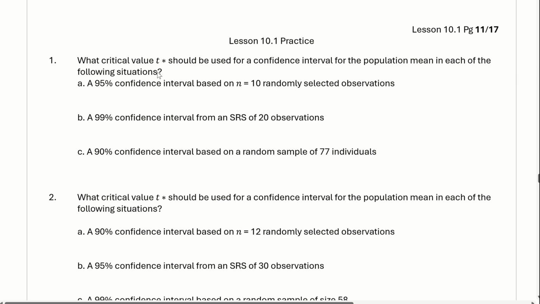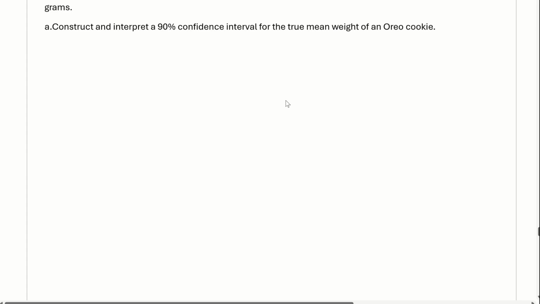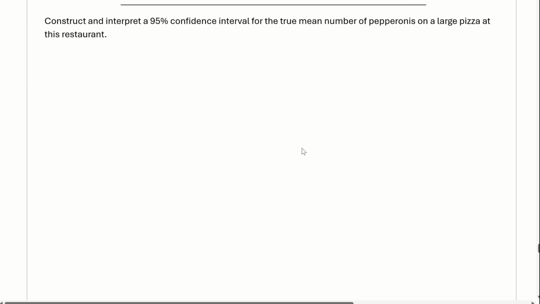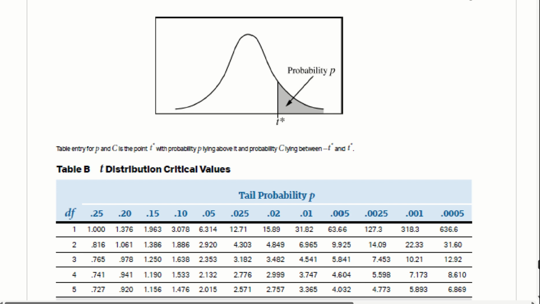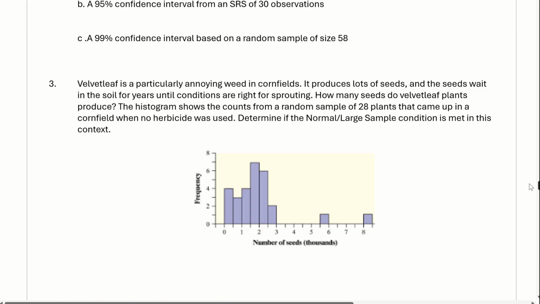So what critical value t star should be used for a confidence interval for the population mean in each of the following situations? All right, so we have our t table at the end of this packet, so we can use this t distribution table for these questions.